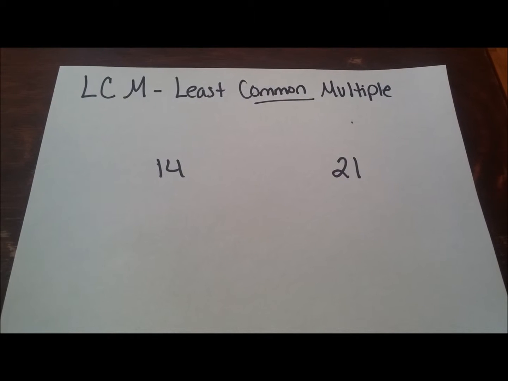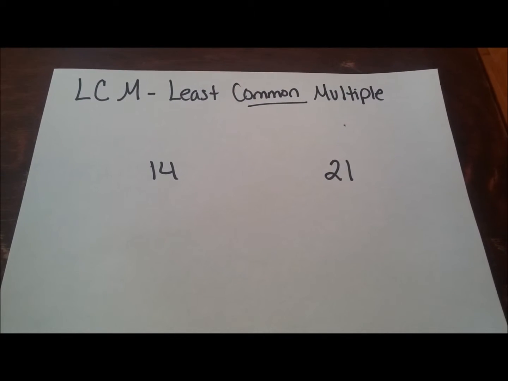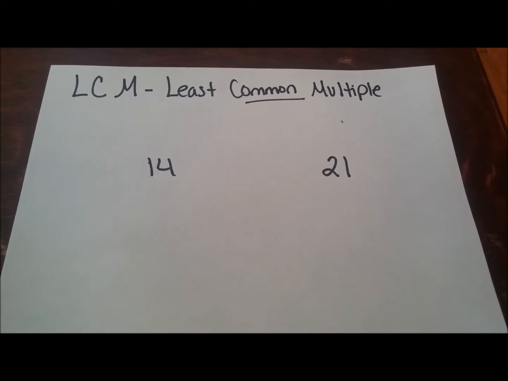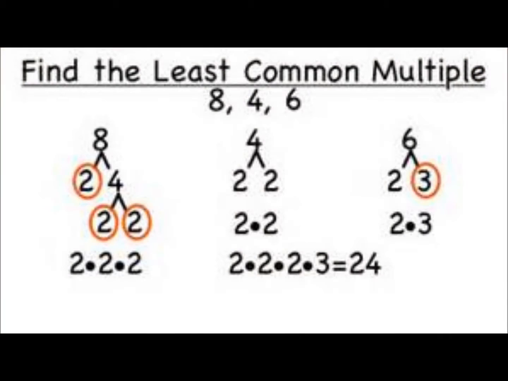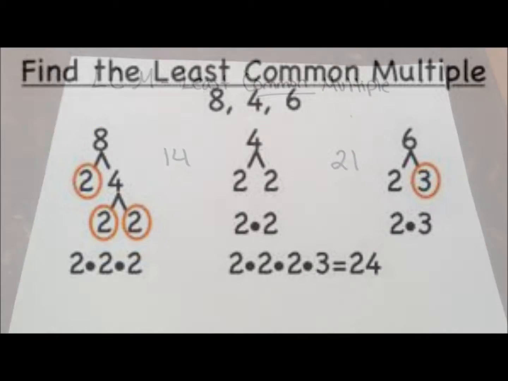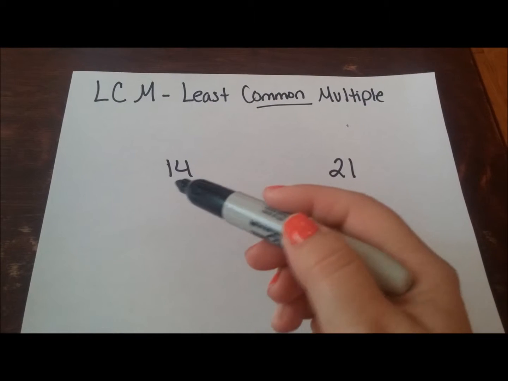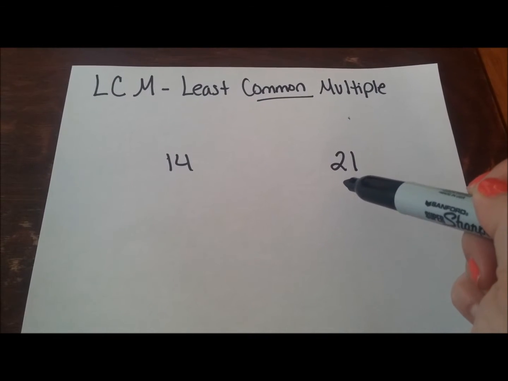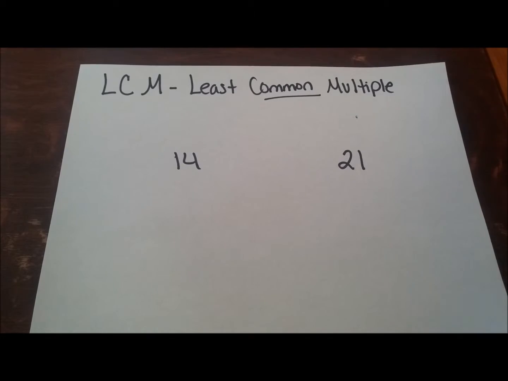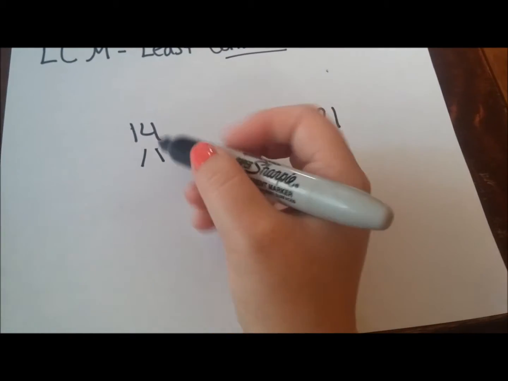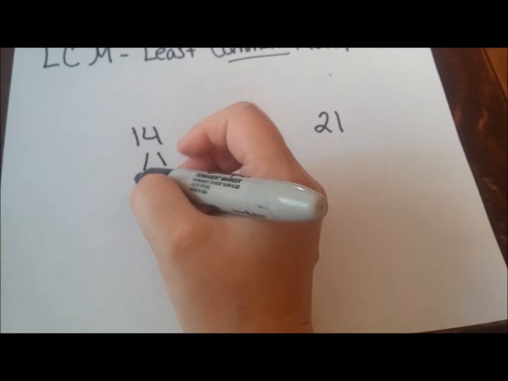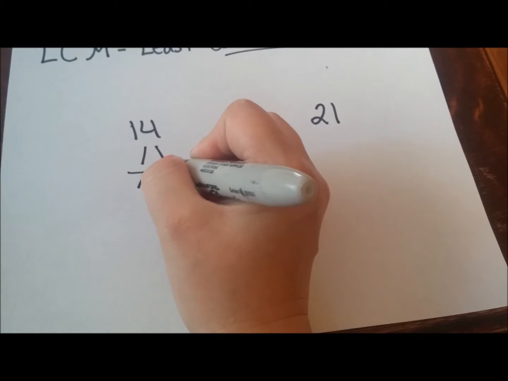Now we're going to find the least common multiple using the same method we used to find the GCF between two numbers. We're going to use our factor trees again. So what I'm going to do is factor out 14, and then factor out 21 down to prime, just like I did for my greatest common factor. So here we go. Draw my branches for 14. What can I multiply together to get 14? I'm going to go with 7 times 2.